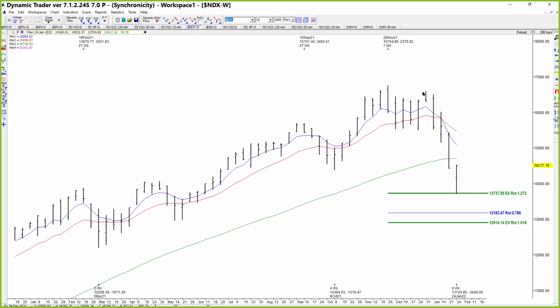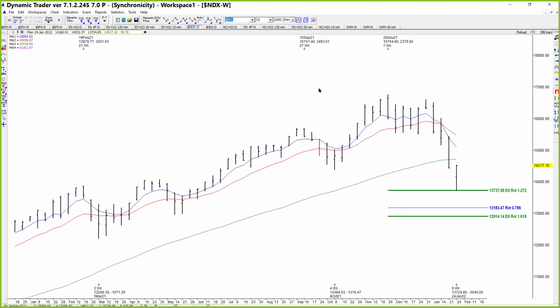Now what about Nasdaq? So here's where you may want to consider, well, can I use a single level?